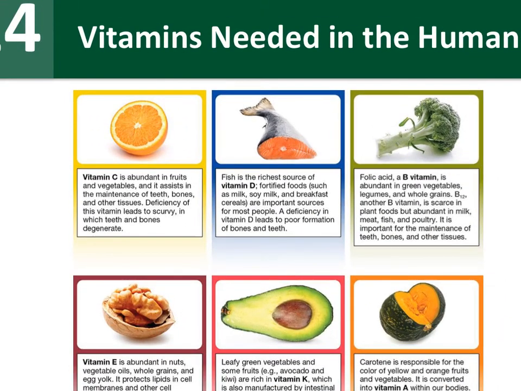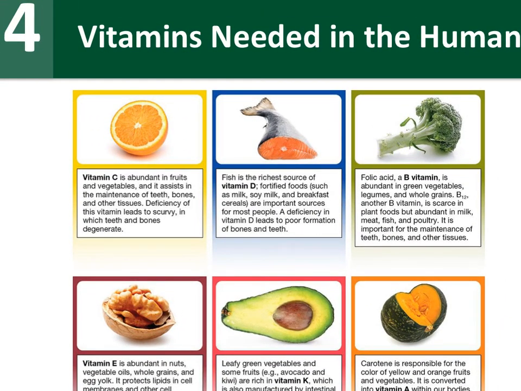So, vitamins needed by humans. Vitamin C is abundant in fruits and vegetables. A deficiency in vitamin C is called scurvy, leads to teeth and bones degenerating, connective tissue problems, toxin buildup, can have effects on cognition and pathological neurology. Fish is the richest source of vitamin D, but we actually make that ourselves if we're out in the sun. Fortified foods, that's milk, soy. A deficiency in vitamin D leads to poor formation of bones and teeth.